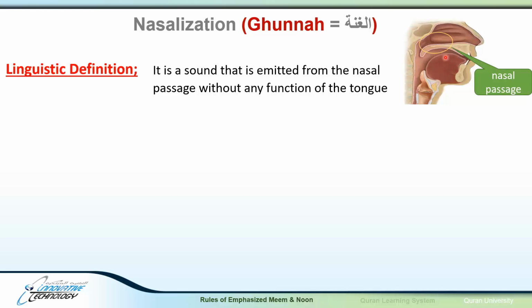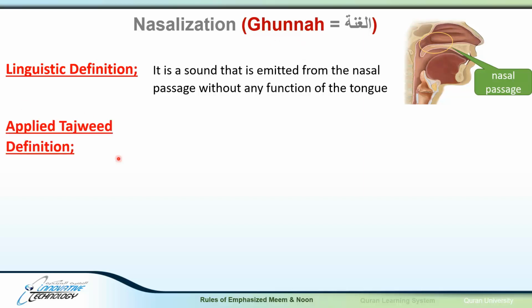So movement of the tongue up, left, down, and the lips can affect the orally passed air, while the nasal air has nothing to obstruct it. No tongue, no lips, and we call that nasal unobstructed tone of the voice of those letters. We call it nasalization or ghunnah.